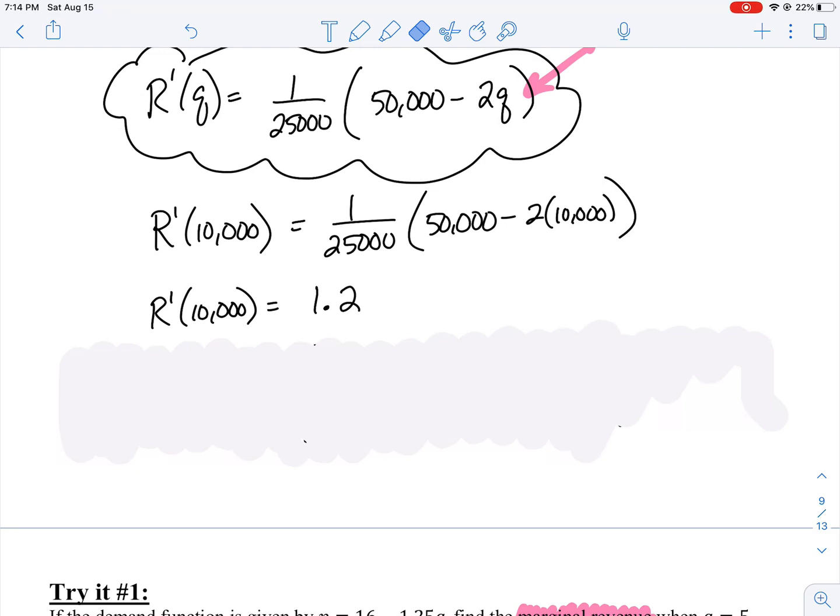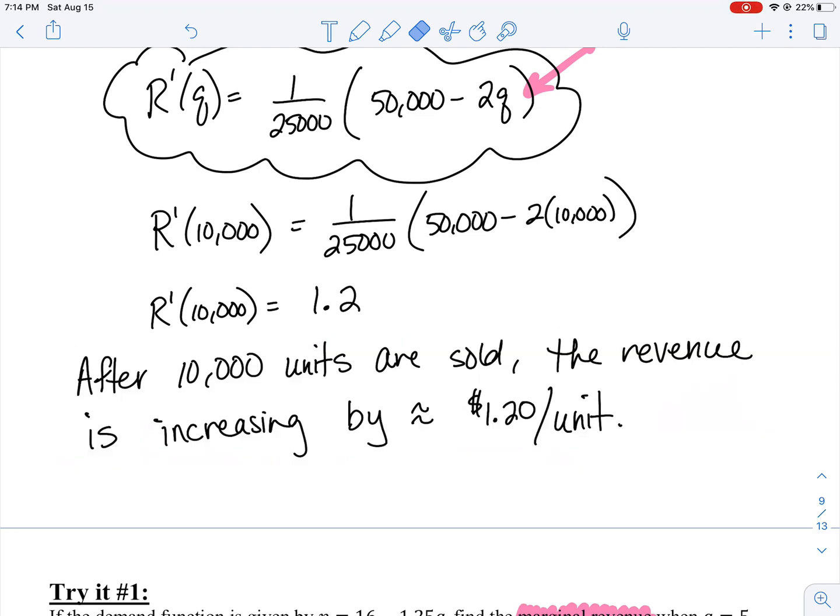So when is it happening? What is happening? And what is our answer with correct units? Here we go. So after we sell 10,000 units, when we go to produce or sell the next amount, the revenue, because that's what this is talking about, is increasing. I knew it was increasing because this was positive. If it were a negative 1.2, then I know my revenue is going down. But now it is increasing by approximately $1.2.